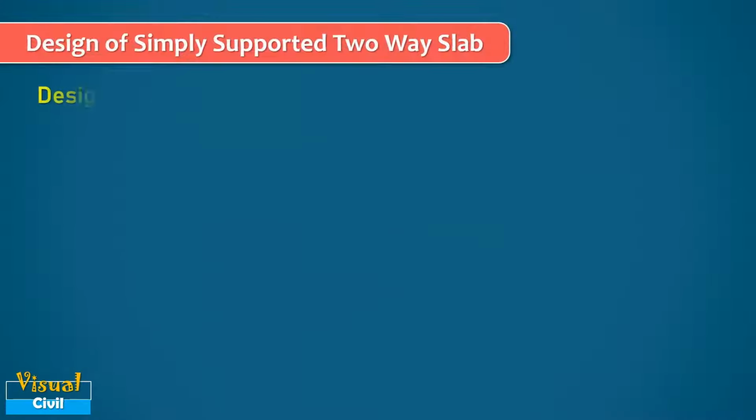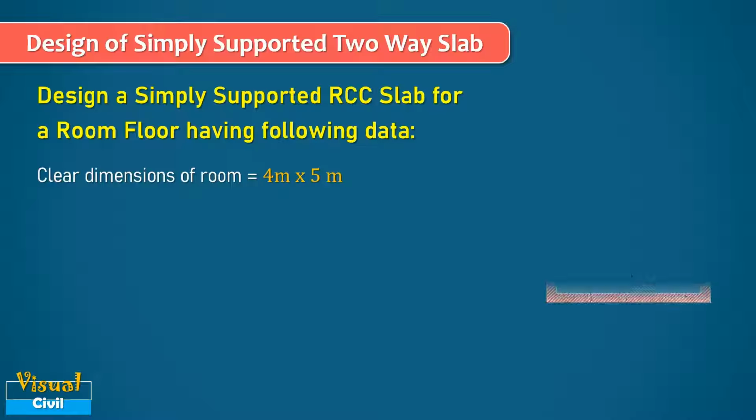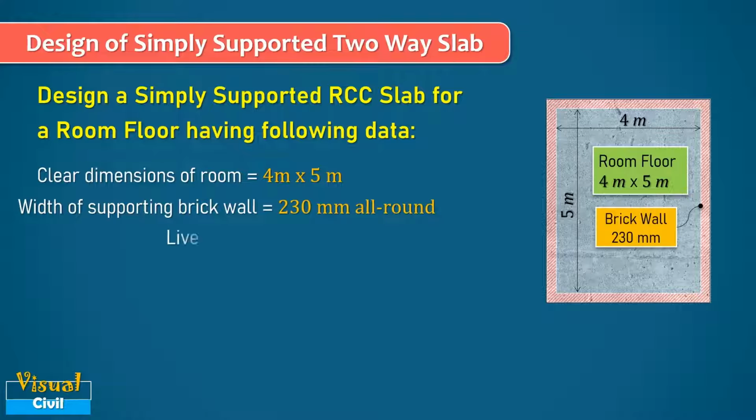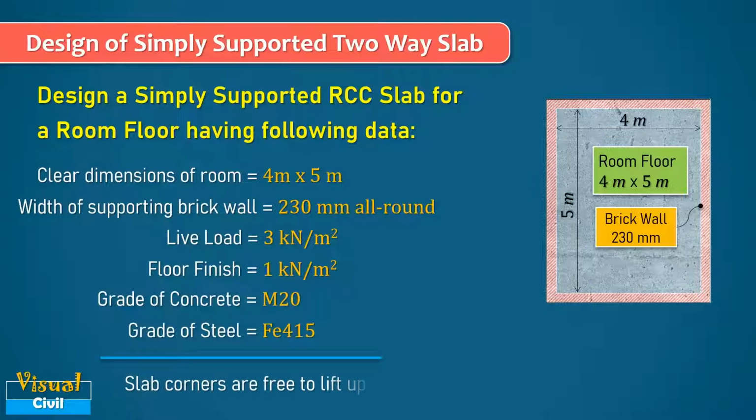So let us design a simply supported RCC slab for a room floor having the following data. Clear dimensions of the room are 4 meter by 5 meter. Width of supporting brick wall is 230 mm. Live load on the floor is 3 kN per meter square. Floor finish is 1 kN per meter square. The grade of concrete is M20 and grade of steel is Fe415. The corners of the slab are free to lift up.